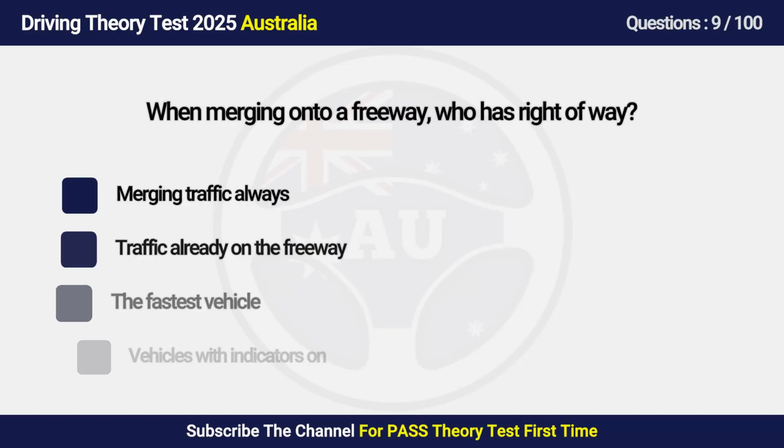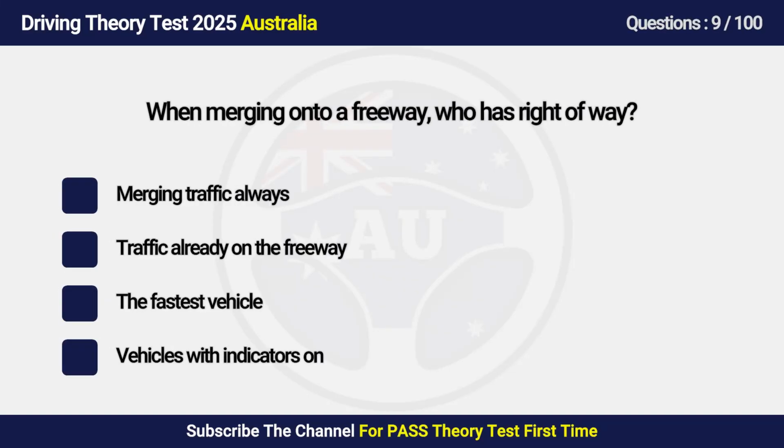Question 9. When merging onto a freeway, who has right of way? A. Merging traffic always. B. Traffic already on the freeway. C. The fastest vehicle. D. Vehicles with indicators on.